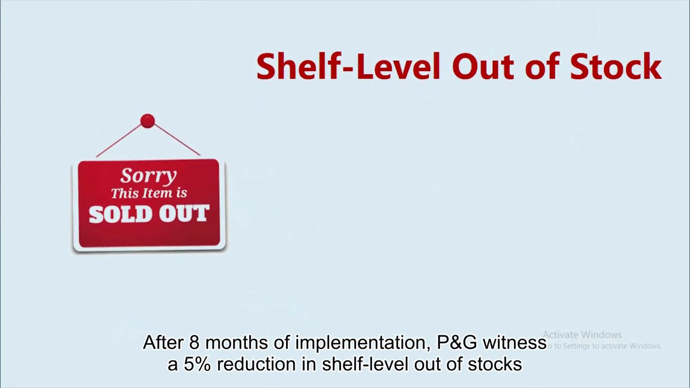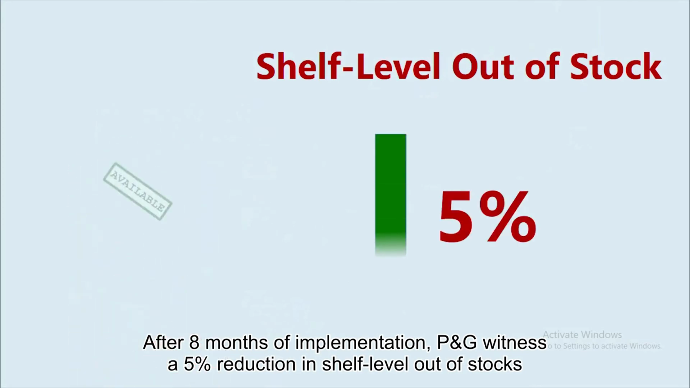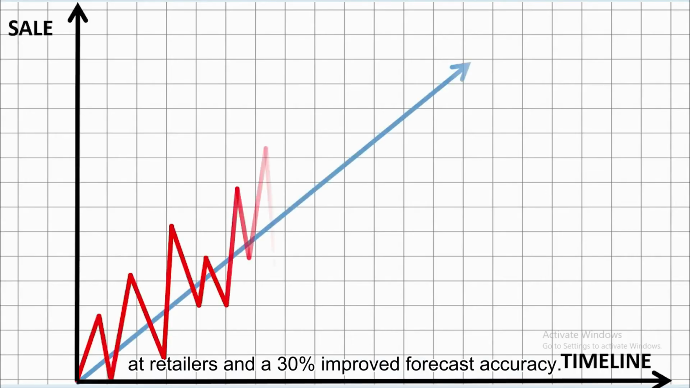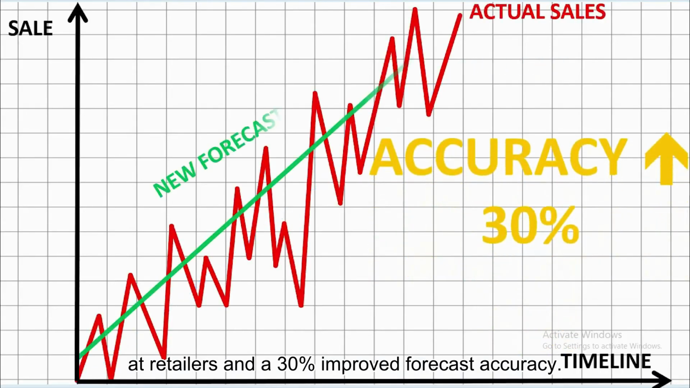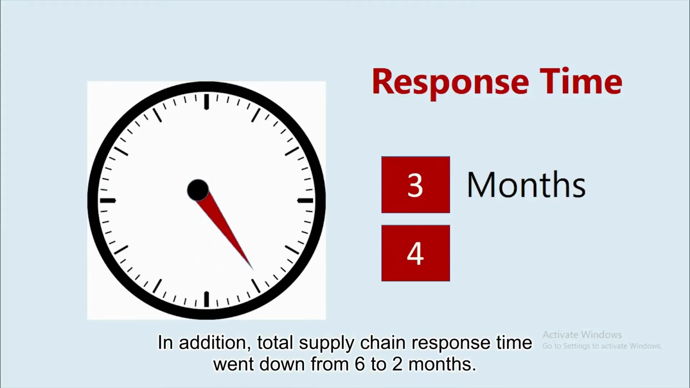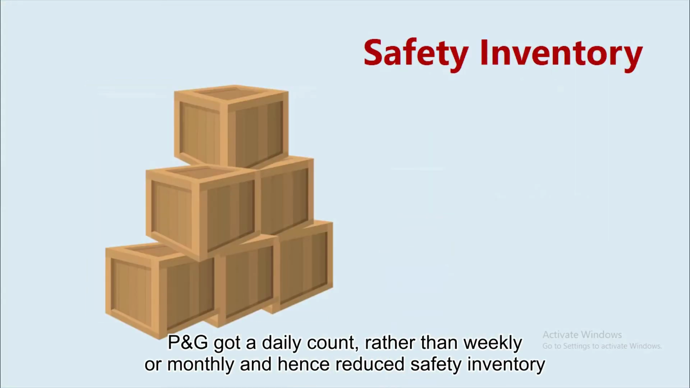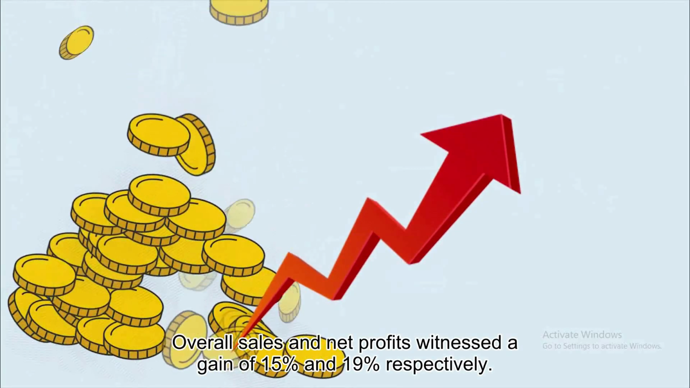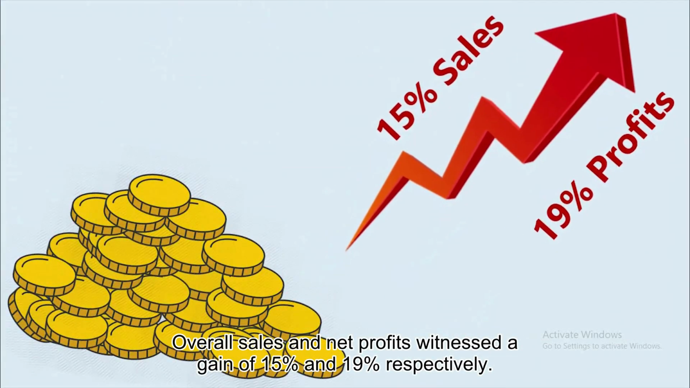After 8 months of implementation, P&G witnessed a 5% reduction in shelf-level out-of-stocks at retailers and a 30% improved forecast accuracy. In addition, total supply chain response time went down from 6 to 2 months. P&G got a daily count rather than weekly or monthly, and hence reduced safety inventory by 10%. Overall sales and net profits witnessed a gain of 15% and 19% respectively.